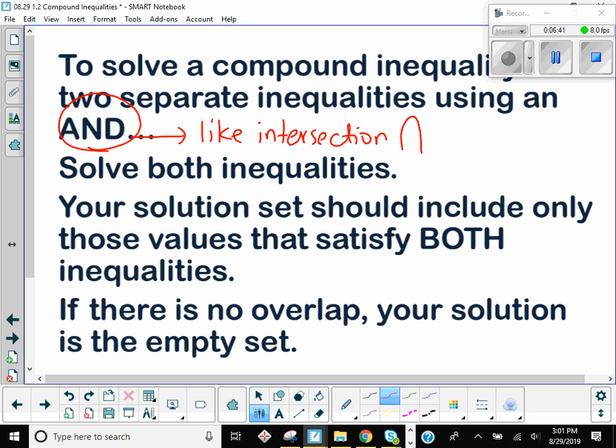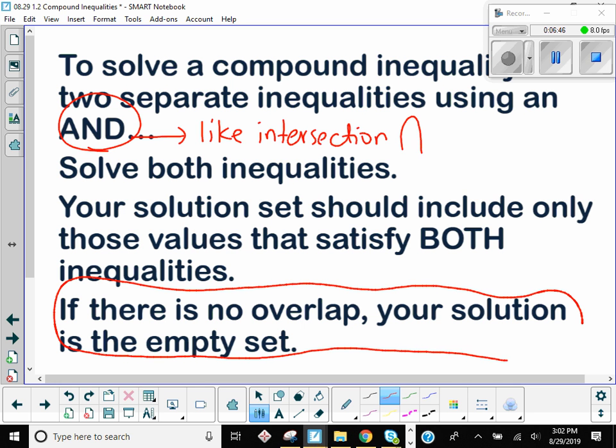And right here, make a note. It says, if there is no overlap, your solution is the empty set, if they have nothing in common. So we'll do an example like that.